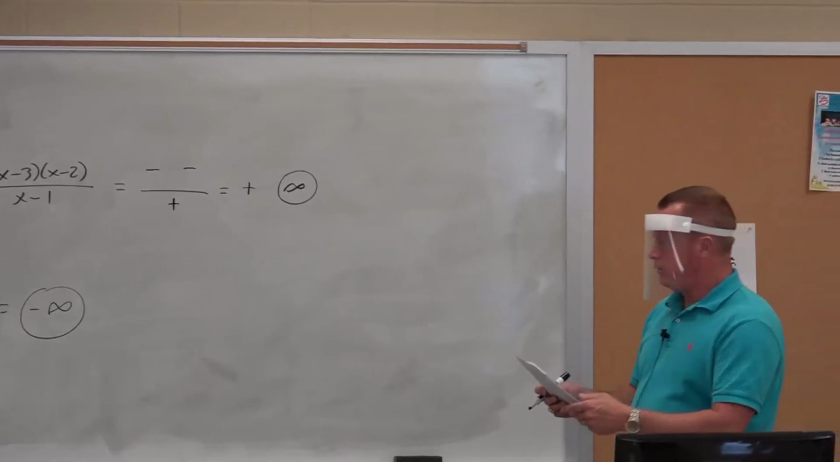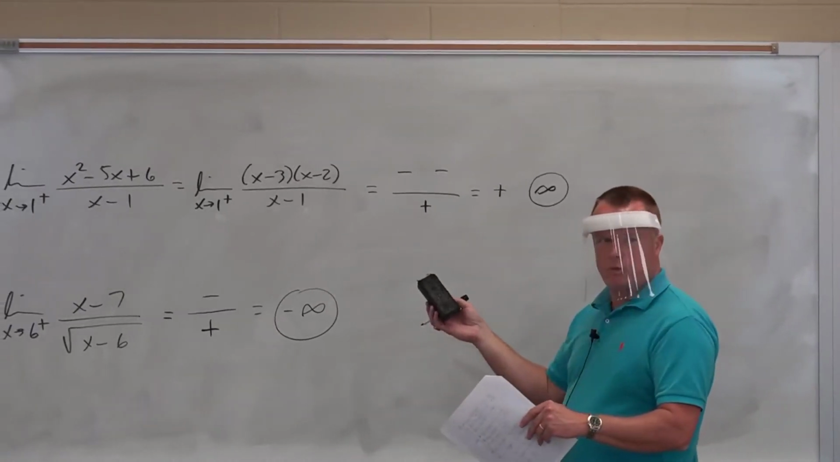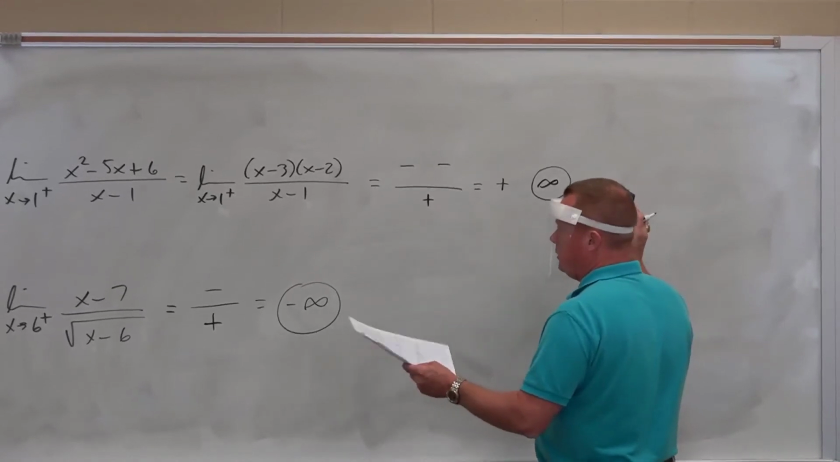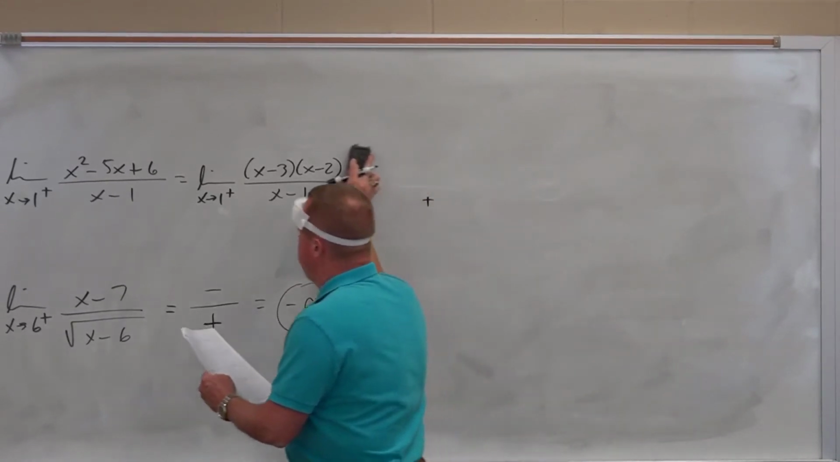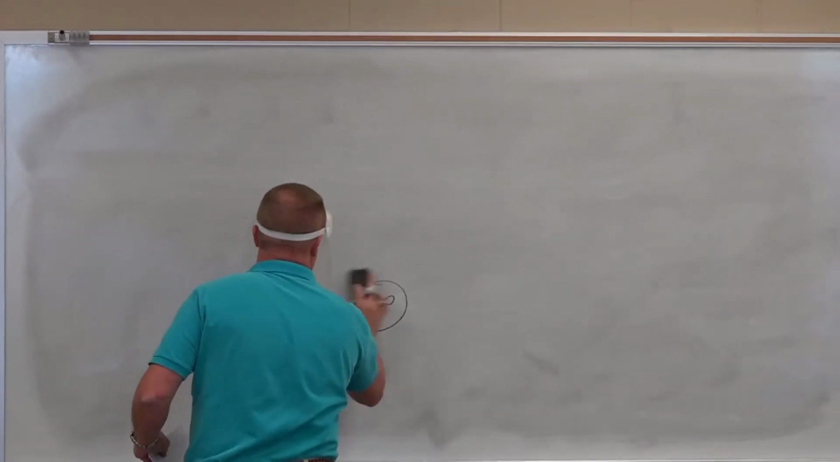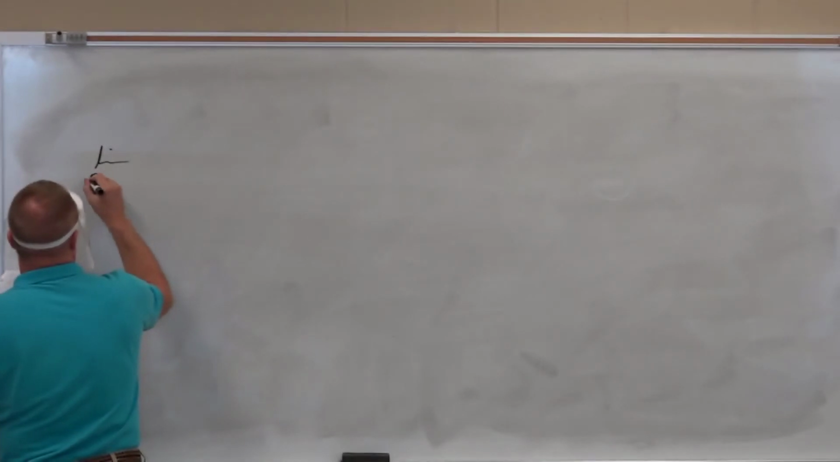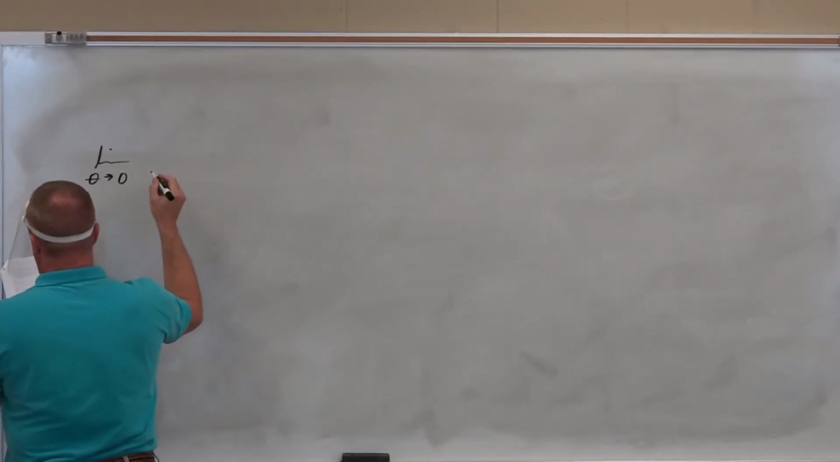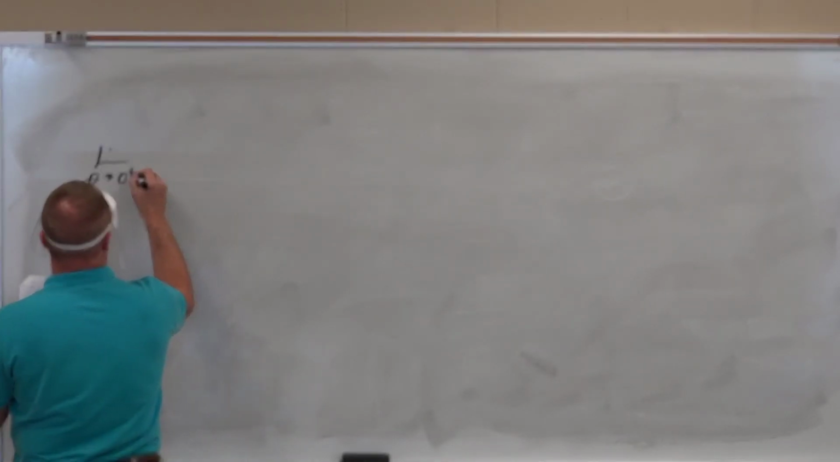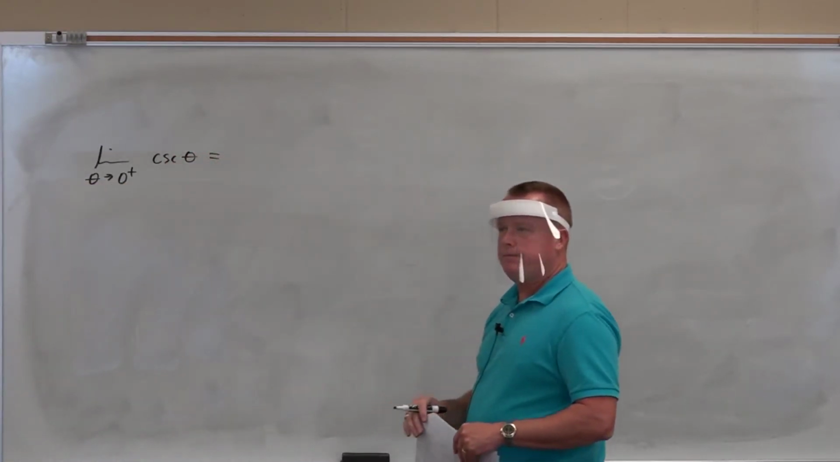All right, let's do one trig one. Okay, and then we've got 3 more of those next time. Then we'll get to 5 real quick next week or on Wednesday. All right, let's say that we've got the limit as theta approaches 0 from the right of cosecant theta. Okay?